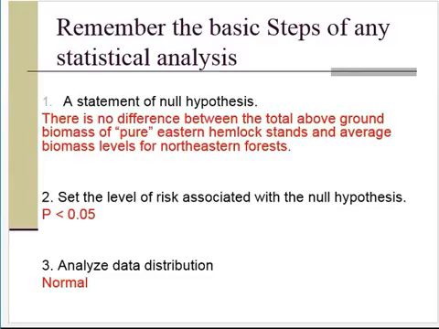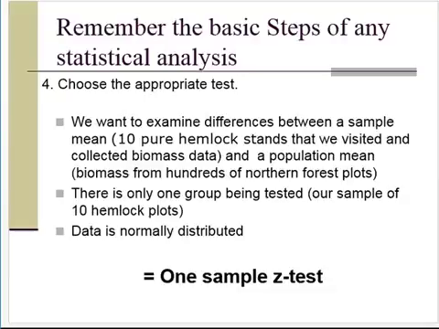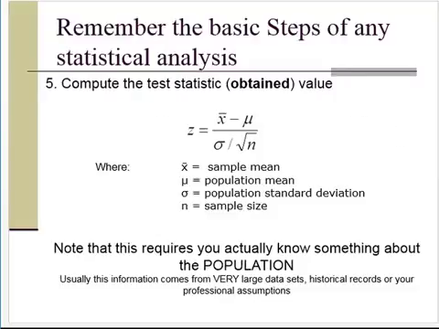The null hypothesis would just be that there is no difference between total above ground biomass of our pure eastern hemlock when we compare it to average biomass levels for all northeastern forests. We're going to keep ourselves honest, set the level of risk, that's 0.05, so we're only going to say we have a significant difference if our resulting p-value is less than 0.05. We have analyzed the data distribution, and we know that we have normally distributed data. So again, choosing the right test. If we know that we're comparing differences between a sample mean and a population mean, we know we're using the one sample z-test. So then the next step would be to actually calculate that obtained value, that test statistic.